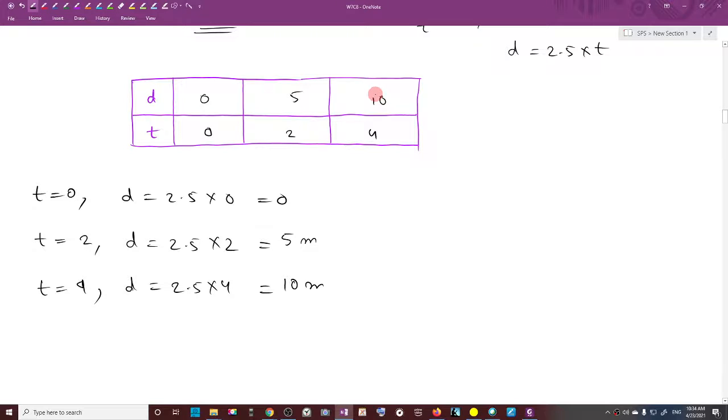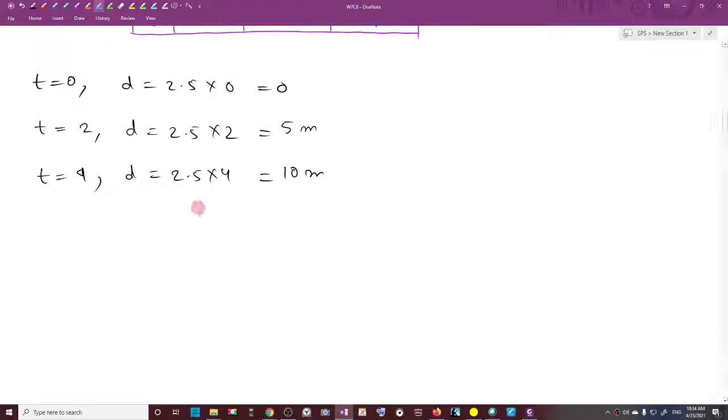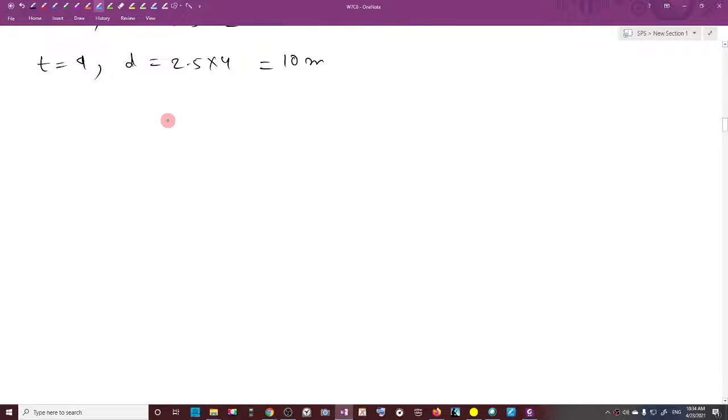Yes, sir. Okay, now, for all of these cases, we will plot a graph. Now to plot the graph, we can use a graph paper. Okay, let me see if I can find a graph.